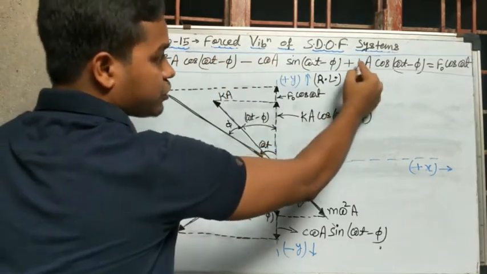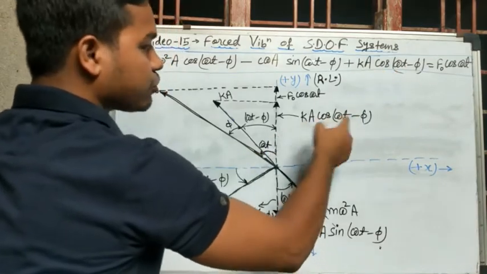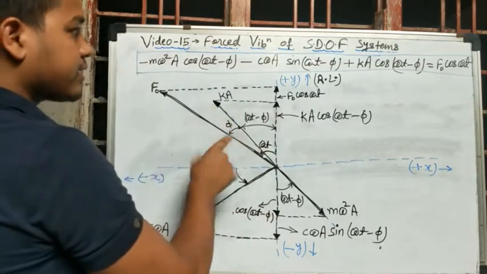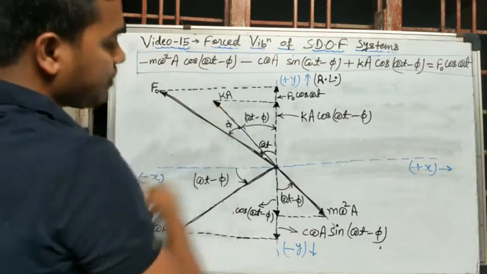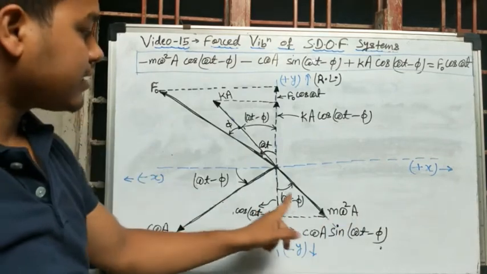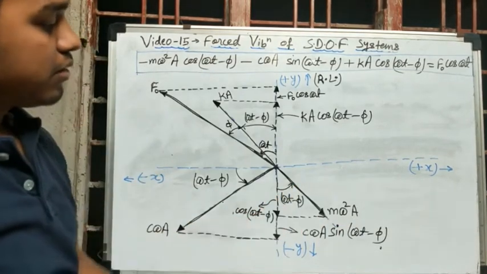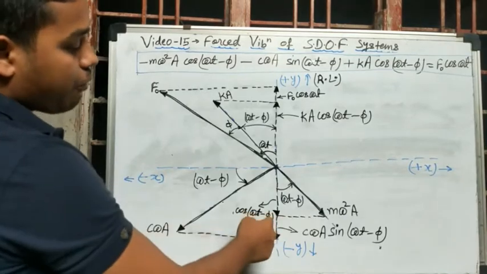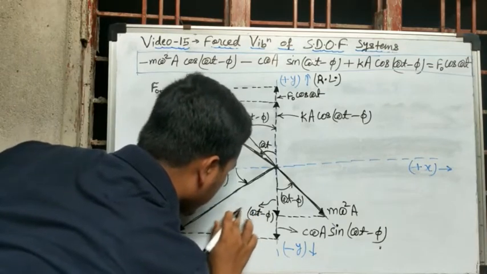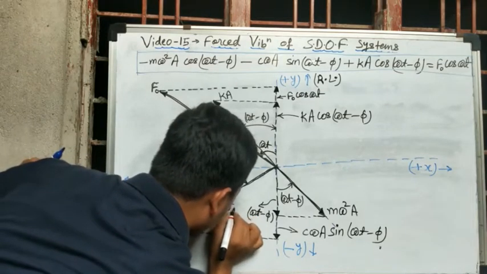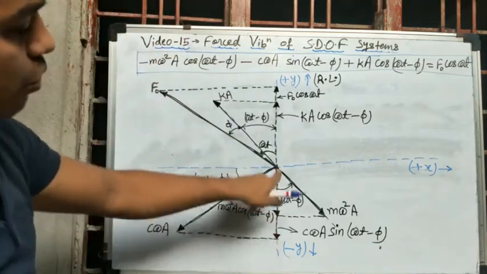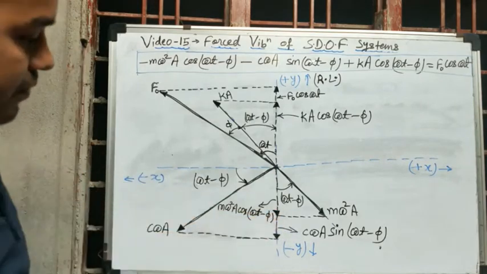Ka is a positive force plus k cos omega t minus phi, that means ka cos omega t minus phi will be on the reference line, which is correct. That means the position of k is correct. Now we should have minus m omega square a cos omega t minus phi, that means we should retract the line of action of ka and draw m omega square a such that it makes an angle of omega t minus phi with the vertical axis, so that it will have a component of the force m omega square a cos omega t minus phi in the negative y direction, right?